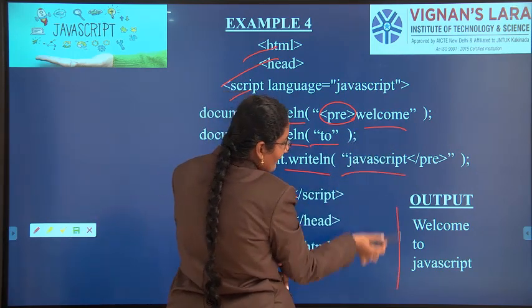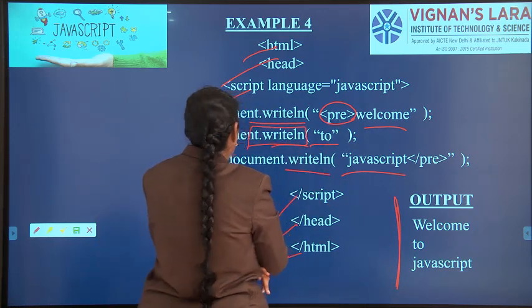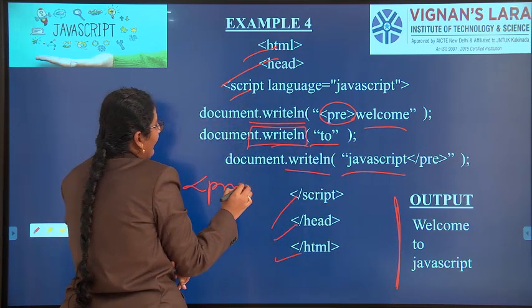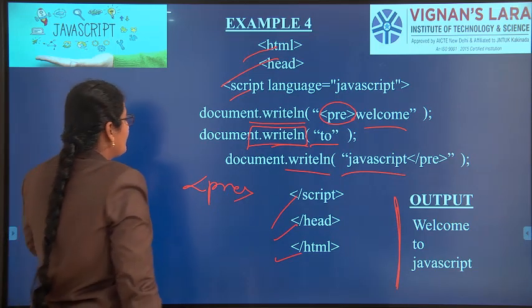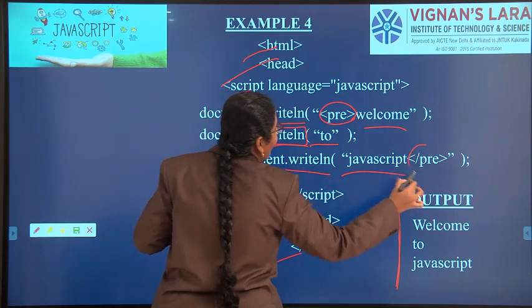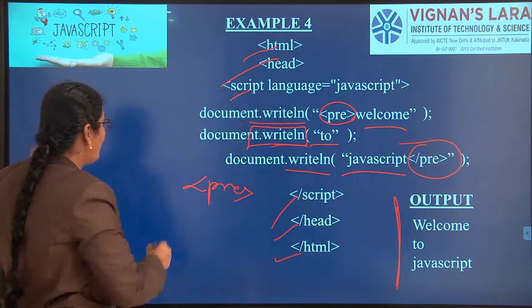I want it in individual lines like this. For that I am using writeln and the pre tag. You already know what the pre tag is. When we discussed HTML5 tags, we discussed the pre tag also.